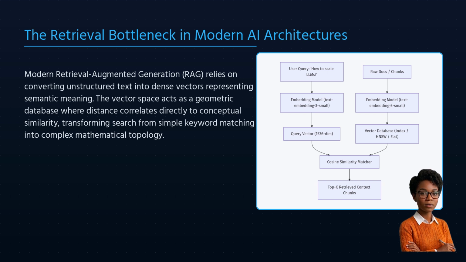In this module, I will guide you through the raw mechanics of similarity search, showing you how computers turn semantic meaning into physical coordinates. Let's look at the ingestion and query flow to understand how raw text becomes searchable vectors.